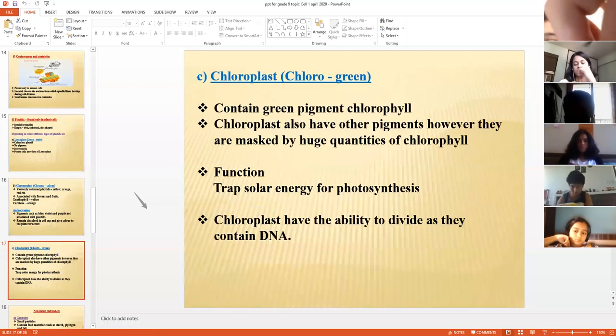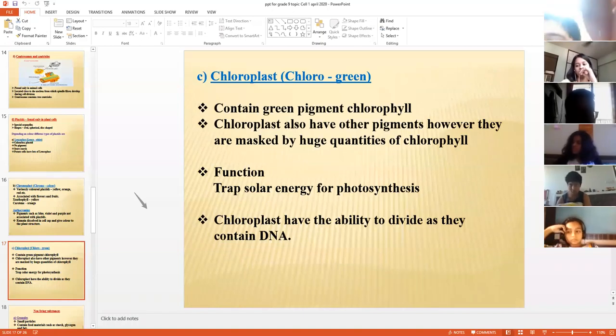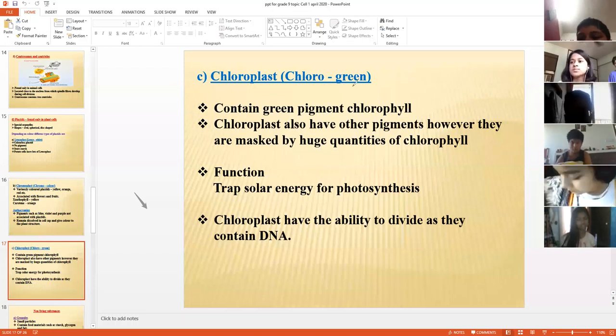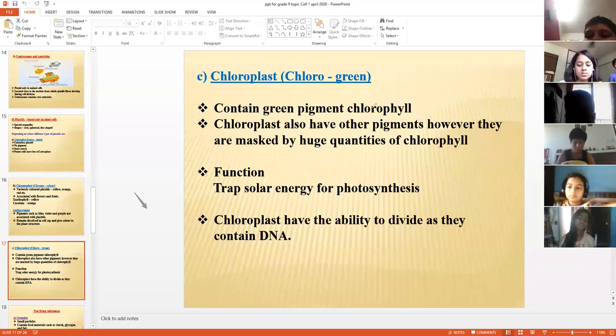Okay. Now, we come to a very important plastid, which is called a chloroplast. We have learned so much about photosynthesis and leaves. They are the producers. But why are they the producers? They are the producers because they contain a very important plastid, which is called a chloroplast. Chloro means green. They contain the green pigment, chlorophyll.